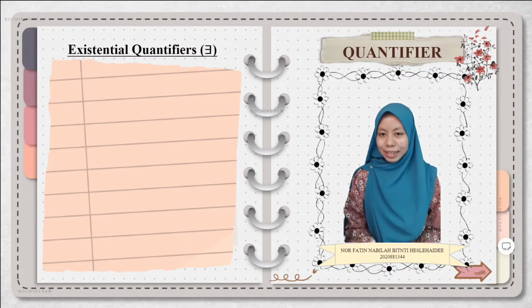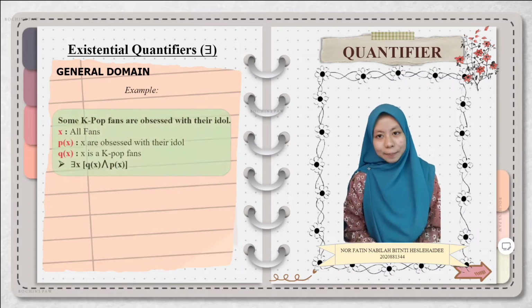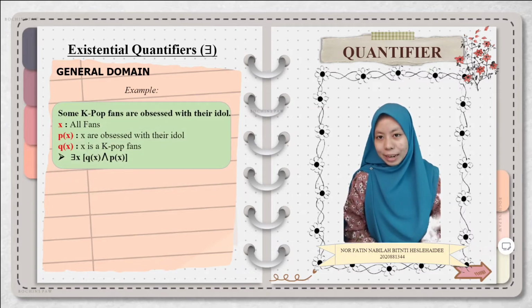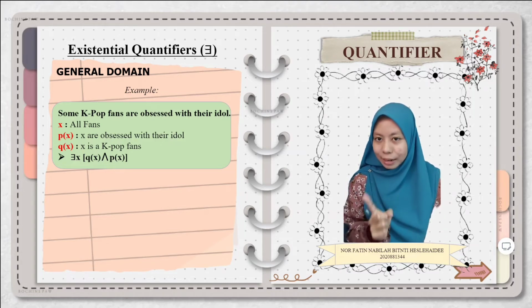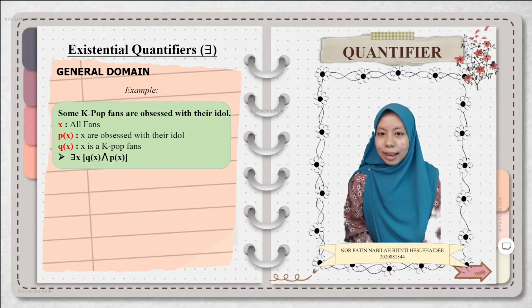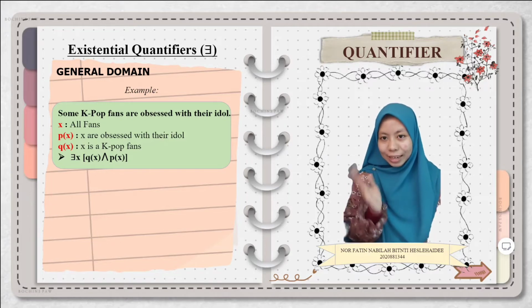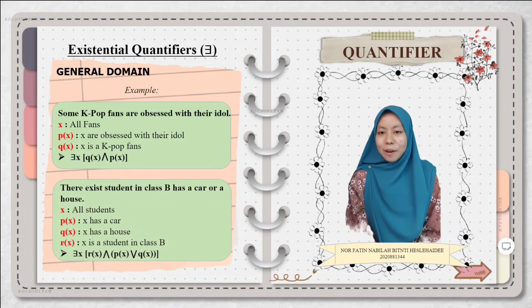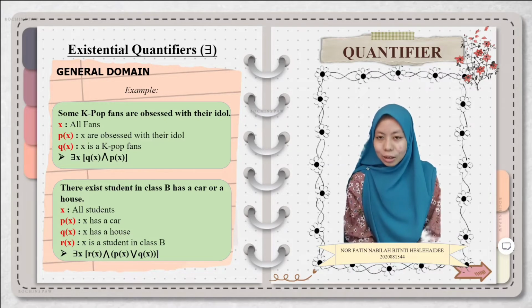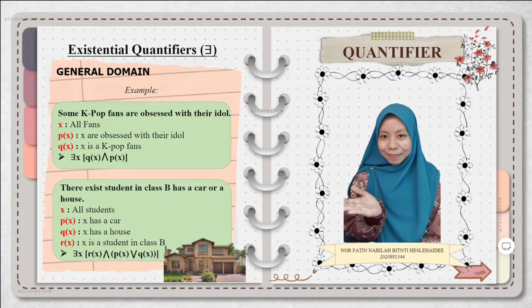Okay, it's still existential quantifiers but in a general domain. Let's look at the example. It's the same quantified statement, but look at our domain, which is x, all fans. So we must add another statement, which is Q(x), x is a K-pop fan. So look at the answer. For the second example, it's still the same quantified statement, but look at our domain, x is all students. So we add another statement, which is R(x), x is a student in class B. So look at the answer.